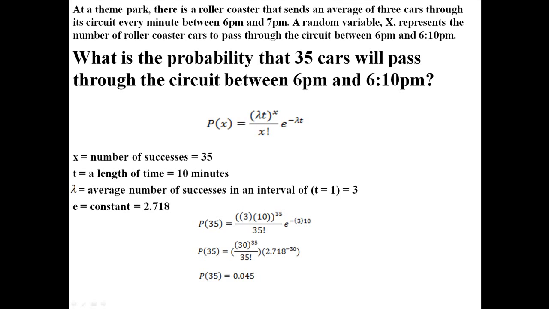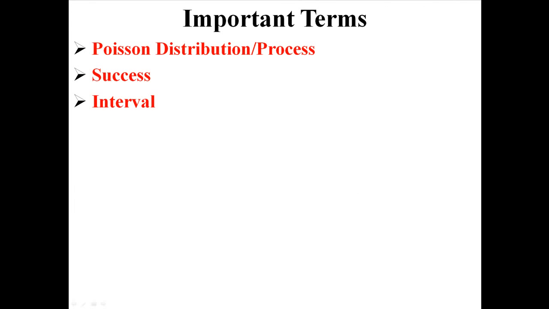And we find out that the probability that 35 cars will pass between 6 p.m. and 6:10 p.m. is about, well, it looks like about 5%. And that is a Poisson distribution / Poisson process in which we can calculate the number of successes within a certain interval.